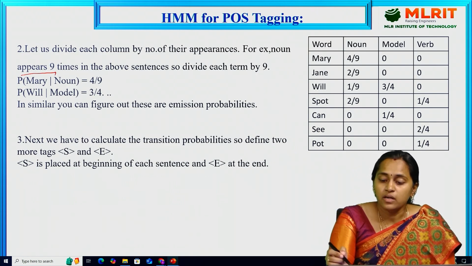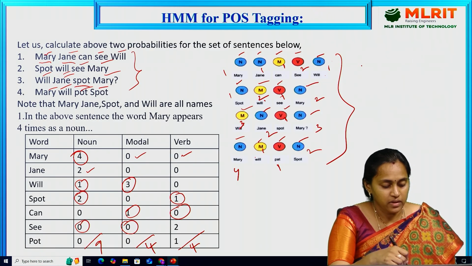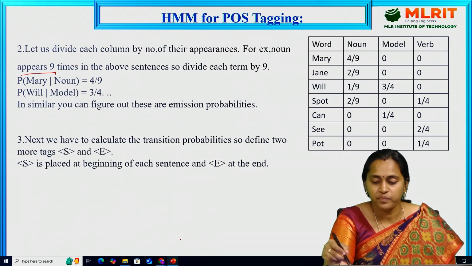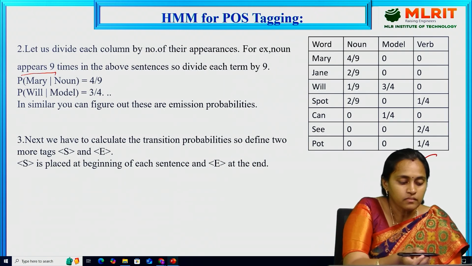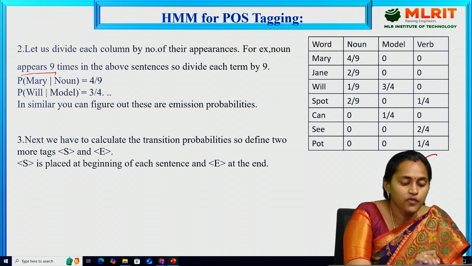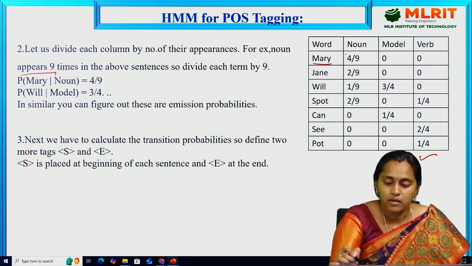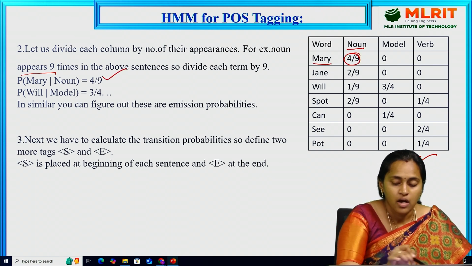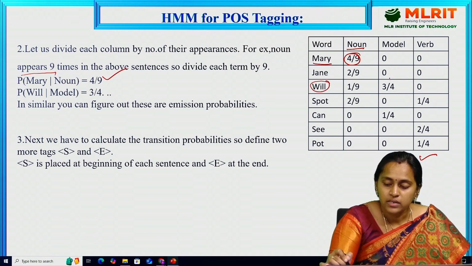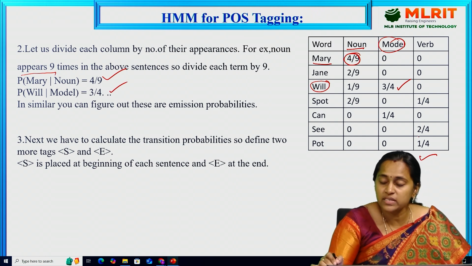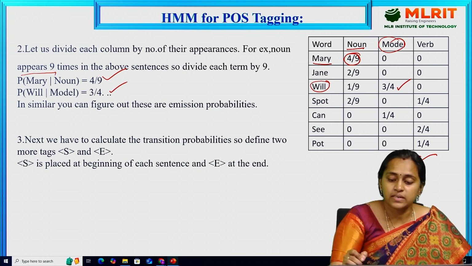By dividing these counts into this table, we get 4 by 9, 2 by 9, 1 by 9, 2 by 9, and 3 by 4, 1 by 4, 2 by 4, 1 by 4. This is a table. Suppose for Mary, the probability of Mary given noun is 4 by 9. Similarly, will given modal is 3 by 4. Like this you can calculate similar probabilities. We will get the final table like this. This is the second step.